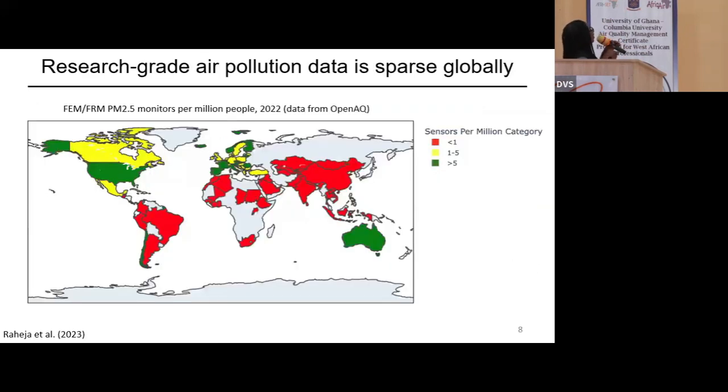We see generally that research grade pollution data globally is very scanty. You can see here, less than 1% is available in most of the places. So it's really very scanty and we have a lot of work to do. Next slide.